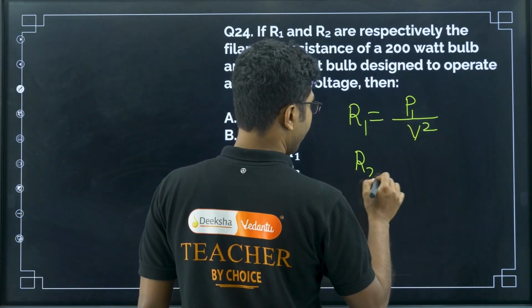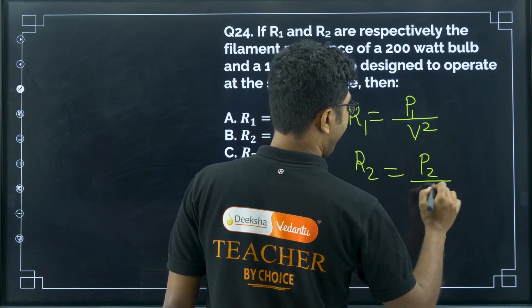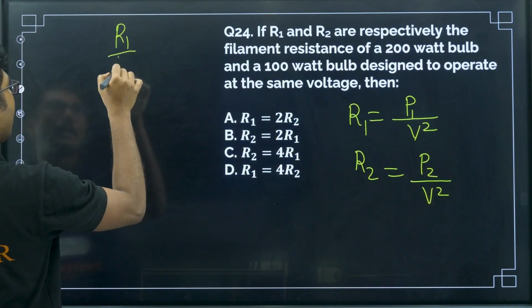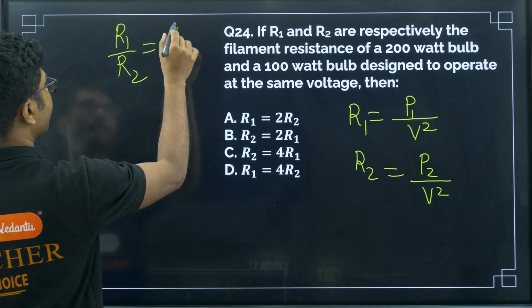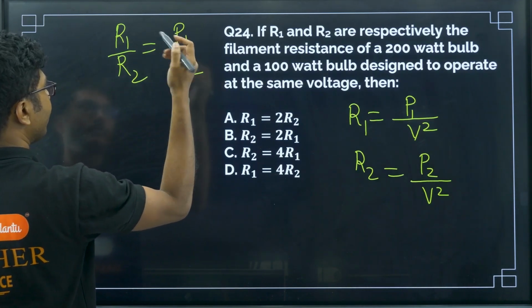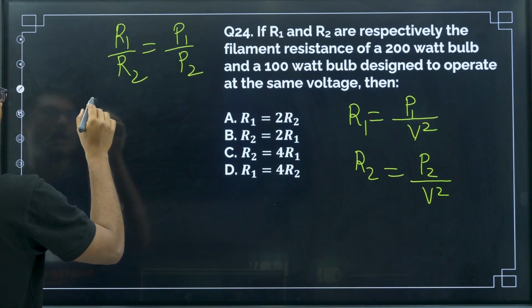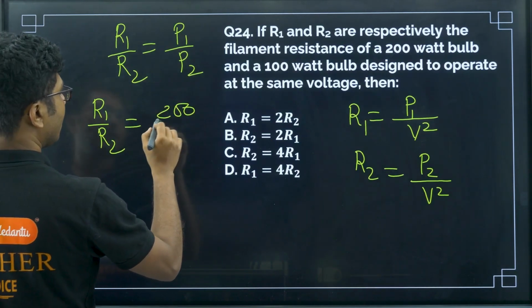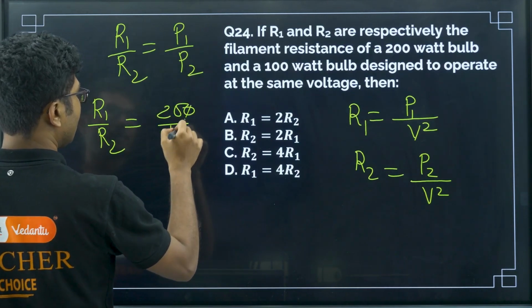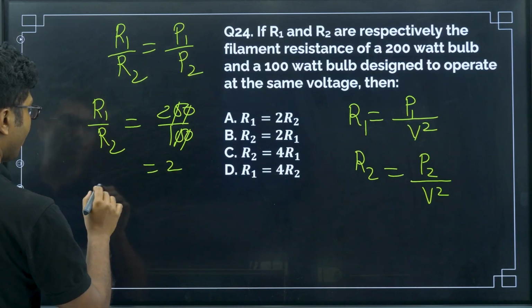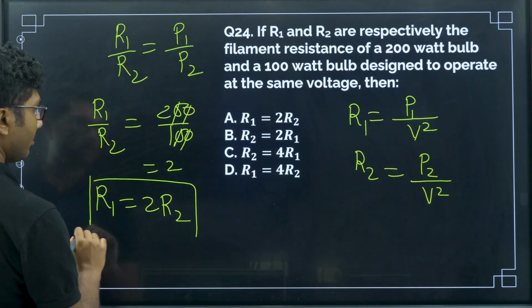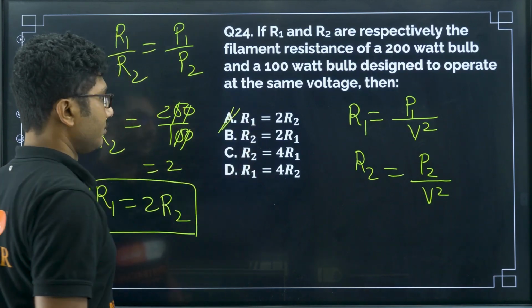So R1 by R2 is P2 by P1, okay. V cancels automatically. So R1 by R2 is 200 divided by 100, that is 2. So R1 is 2R2. Okay, so R1 is 2R2.